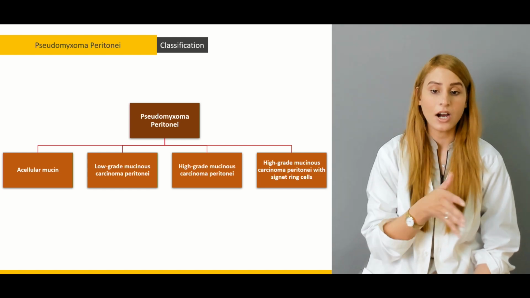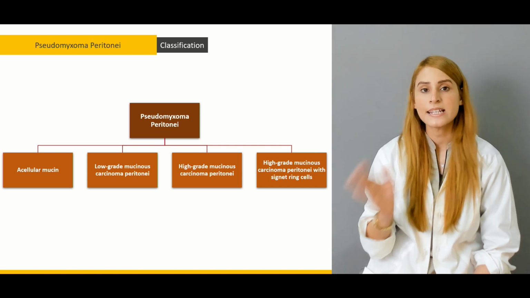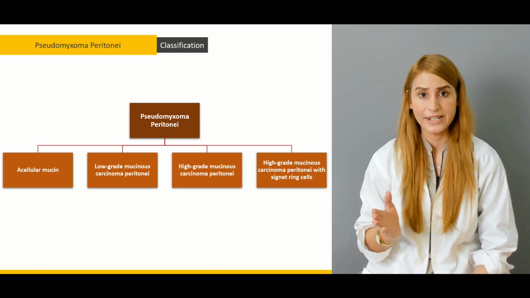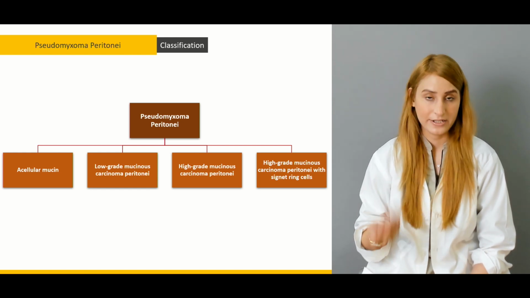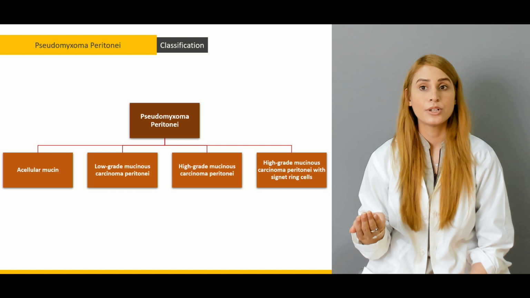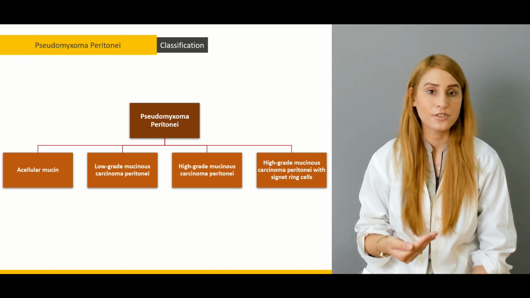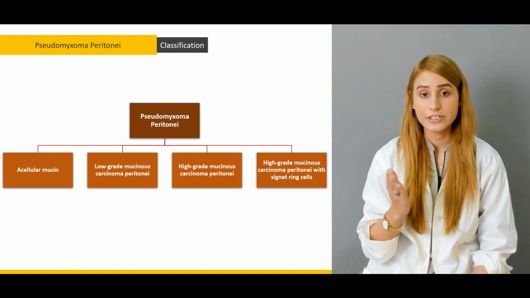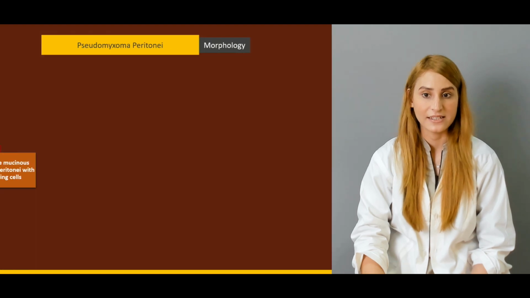But in case of the high grade and high grade signet ring cells, you have to go for the extensive surgeries, and you have to go for the total peritonectomy. You have to go for the bilateral salpingo-oophorectomy, and you have to go for the omentectomy. Wherever the seeding of the tumor cells is there from the appendix, you have to perform that surgery.